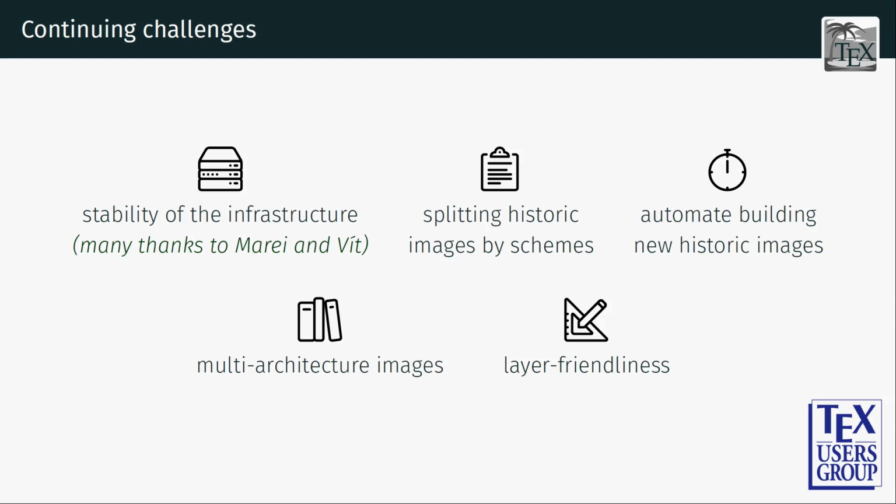Then I already mentioned that currently only the latest images are split by schemes. So we would like to do that for the historic images as well. It's a bit non-trivial, but we will get there eventually. We would also like to automate building new historic images, because currently when TeX Live 2024 is released, the latest image will have the correct tag, TeX Live 2024, but the historic image for TeX Live 2023 will not be built automatically.